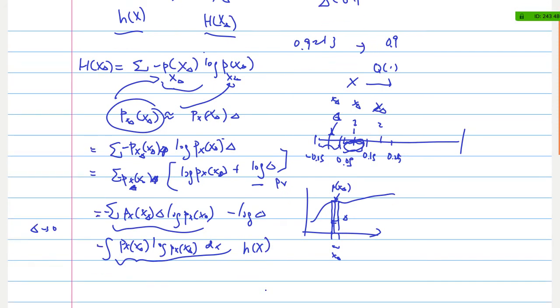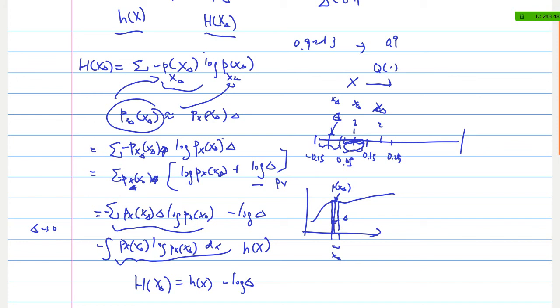So now we see that after the quantization, H(X delta) is equal to h(X) minus log delta. This is very reasonable. If your delta is small, then you will need more bits to store the x delta, right?